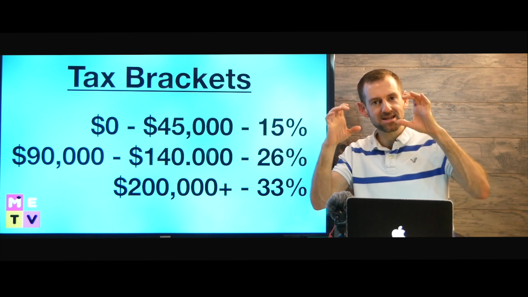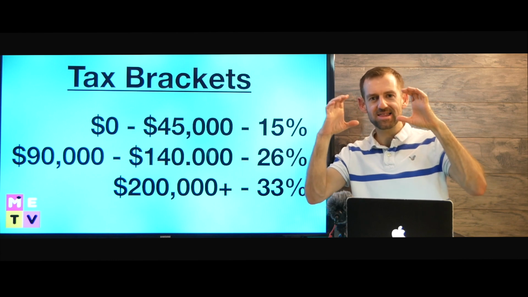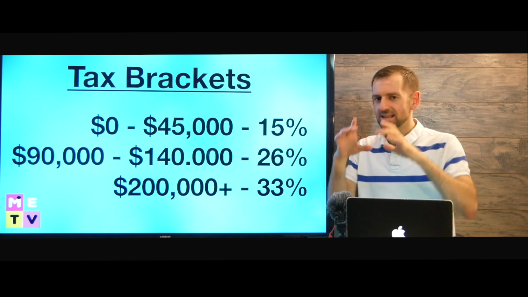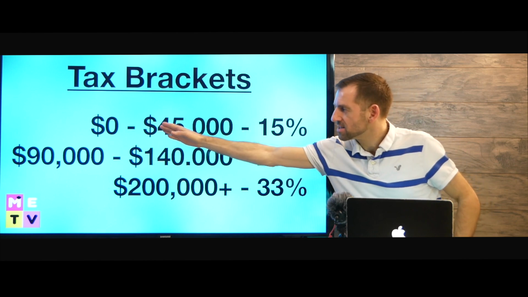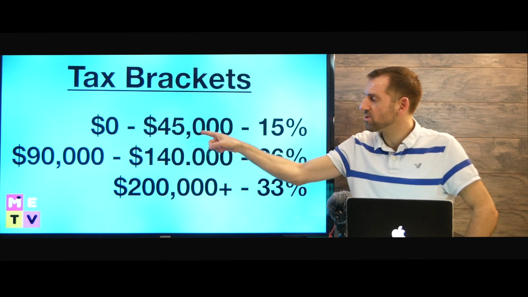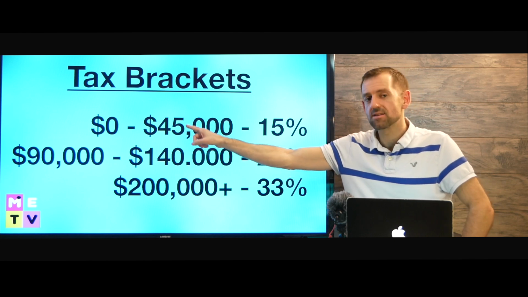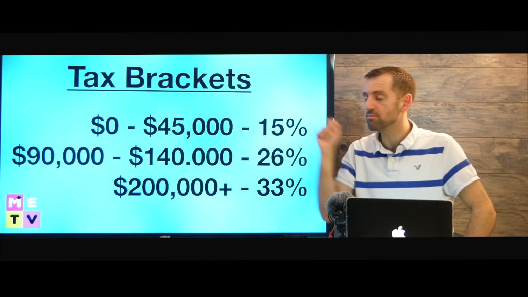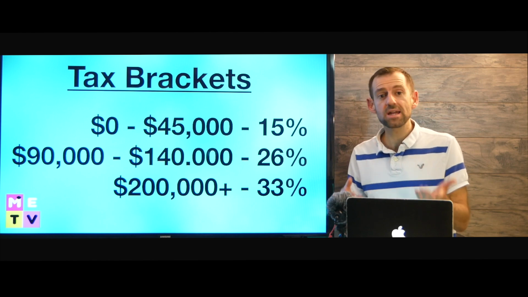A bracket, in grammar, or if you look on your keyboard, a bracket is like this. So these tax brackets, a bracket is like a group of something. So this bracket, let's say, is the lowest. It starts from $0 to $45,000. If you make somewhere in this range, then you are in the 15% bracket. That means you have to pay 15% on your income.